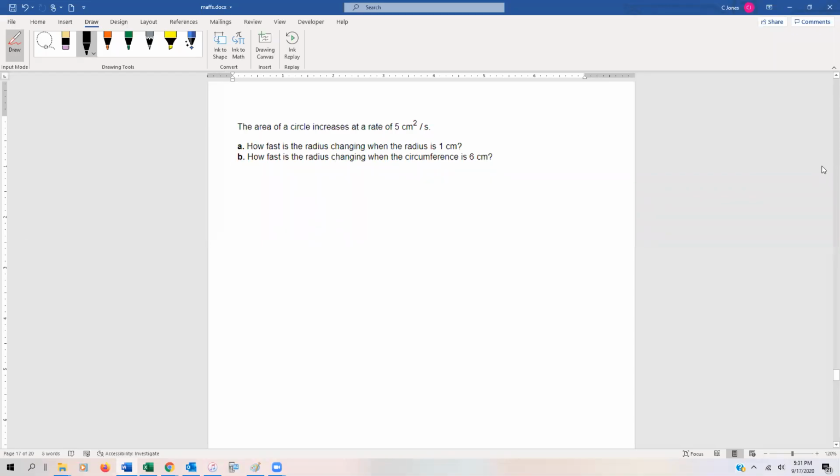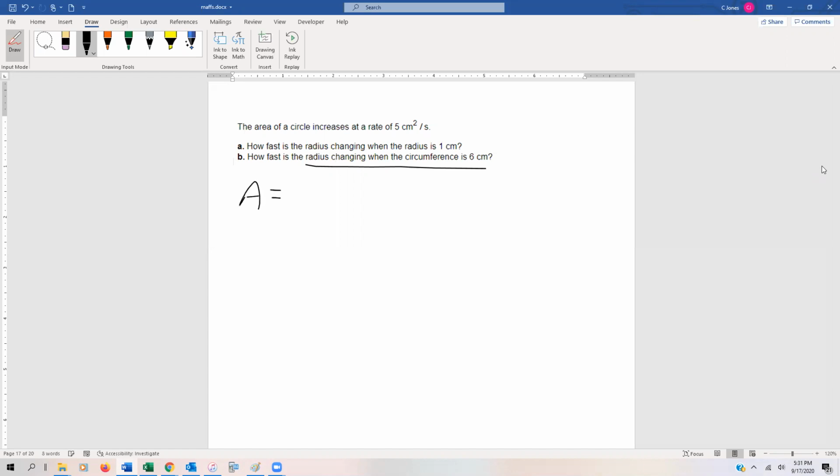In the previous video, we were working on this problem: how fast is the radius changing when the circumference is 6 centimeters? Unfortunately, we ran out of time with the video, so let me finish this off. Now remember, we had two formulas.